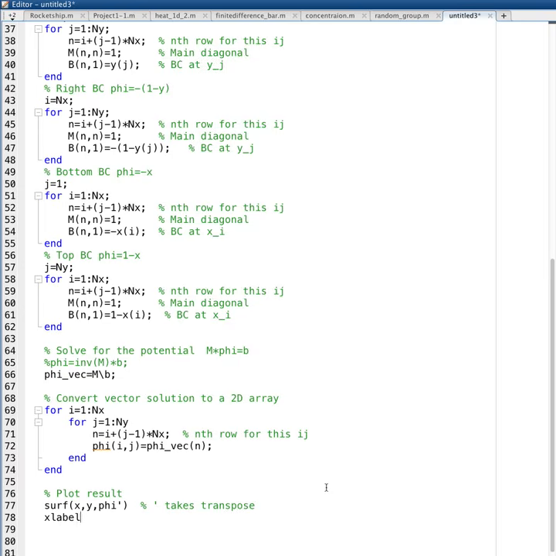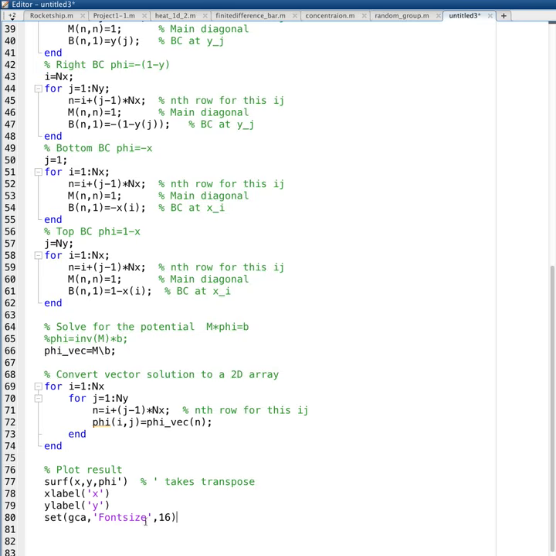Maybe you want to put some labels on. So xlabel x, ylabel y. Maybe you want to make those labels a little bigger. So set gca FontSize 16. So that changes the font size. gca is the get current axes handle. So that's just the current axes, and it makes the fonts bigger. Okay, so I'm going to run that.